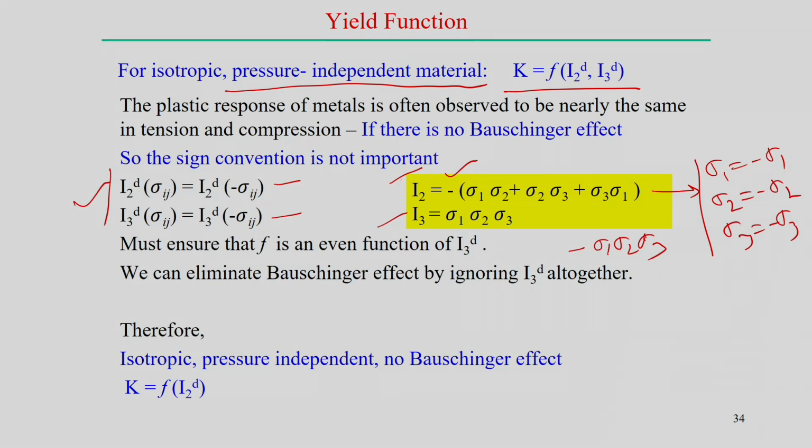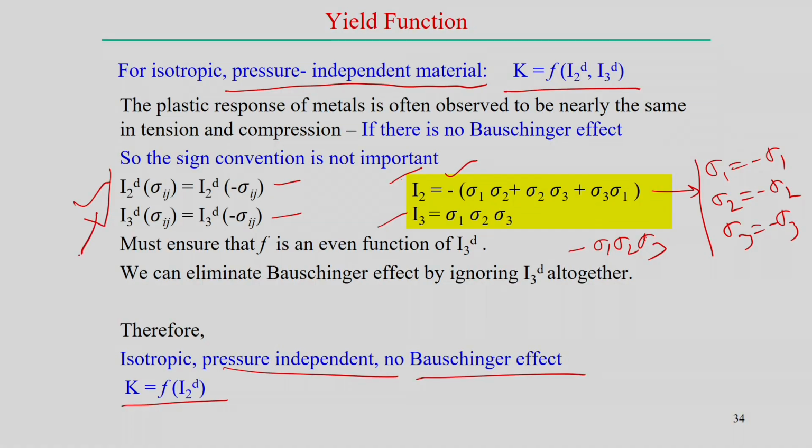That means in the mathematical sense this functional form is not an even function. So, therefore, we can say for isotropic, pressure independent material, if there is no Bauschinger effect, then the functional form can be represented only in terms of the second stress invariant, because I3 is not satisfying the Bauschinger condition mathematically. Therefore, we can reduce the functional form further to only the second invariant.